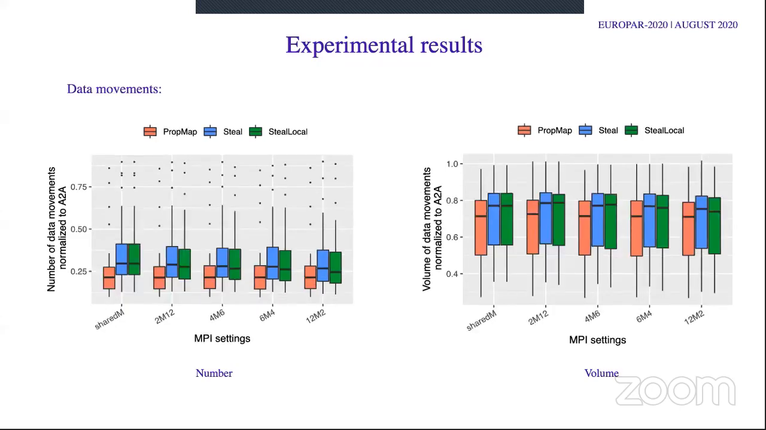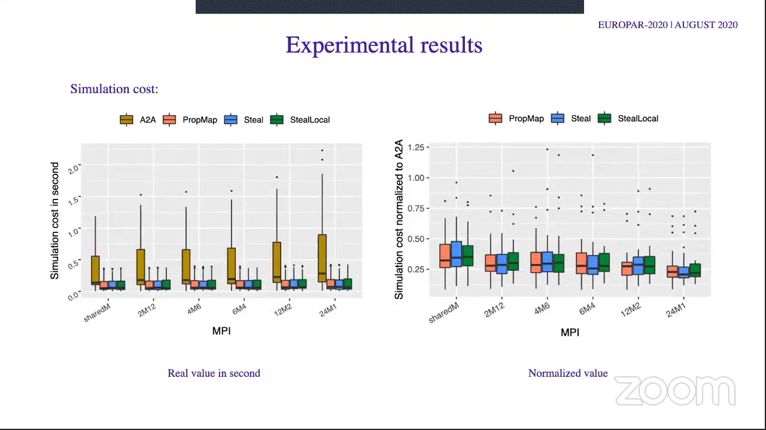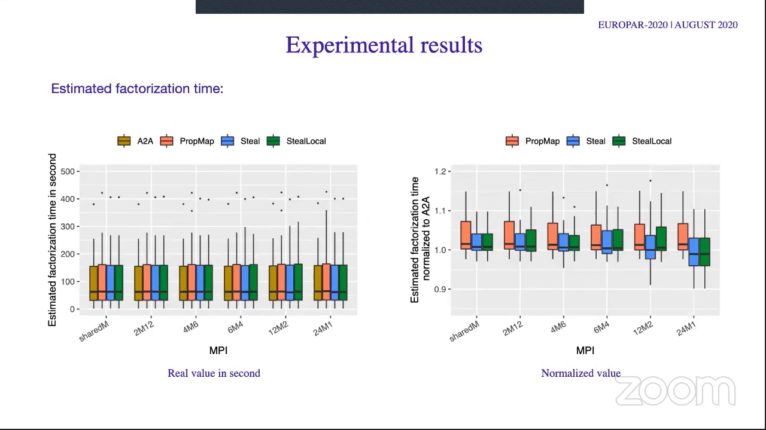And those two figures show the data movements inside an MPI node. Steal and steal local have more data movements than proportional mapping, but fewer than the reference heuristic all-to-all, especially in the number of data movements. Those two figures show the simulation cost. You can see that all-to-all is far costlier than the others. Steal and steal local have almost the same cost as proportional mapping. Steal and steal local are slightly faster than proportional mapping according to the estimated factorization time.